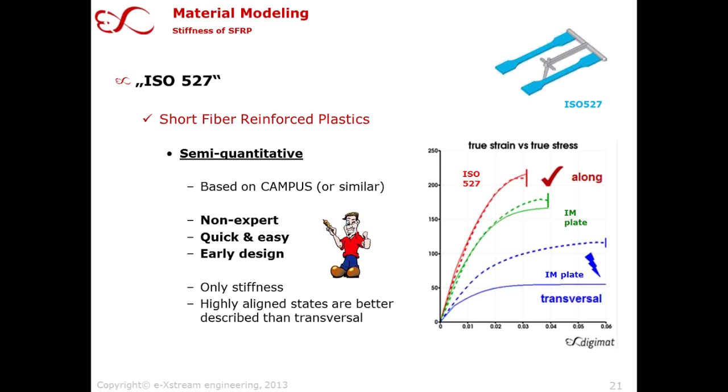And this is, of course, because we only took a highly aligned state of fibers for reverse engineering, for parameterizing our model here. But still, it's a way of creating in a very quick and convenient style material models in Digimat, and we'll see later on where we end up with that kind of approach. So this I want to call a semi-quantitative material model.